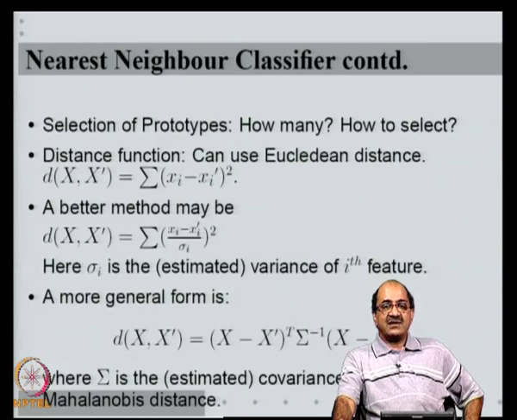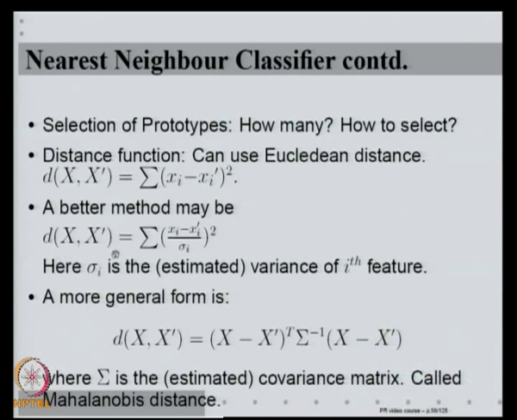A slightly better thing is to make this distance dependent not just on variances of individual features but on the entire covariance matrix. So, I can make the distance function as (x minus x prime) transpose sigma inverse (x minus x prime), where sigma is the estimated covariance matrix, and this is called the Mahalanobis distance, often used in economics. Okay. We will come back to this later on.